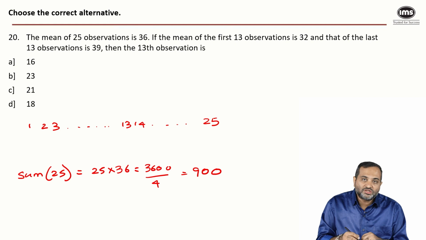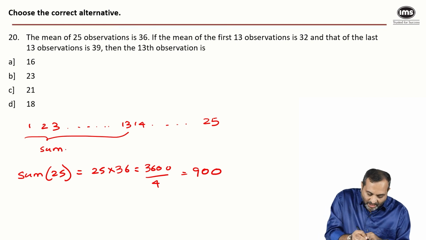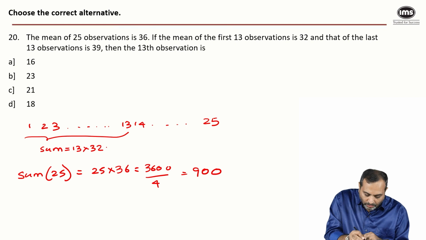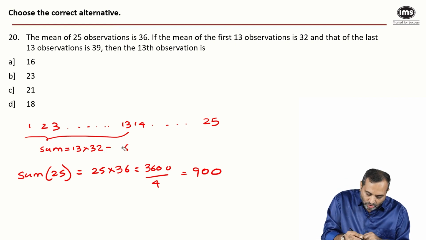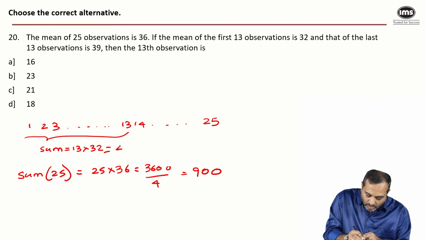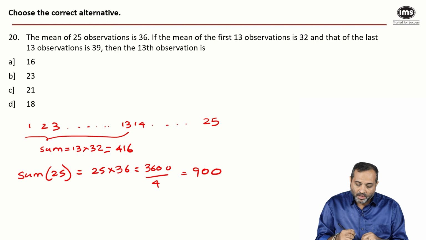The mean of the first 13 observations is 32. So can you find out the sum of these 13 observations? Can I say the sum is going to be 13 into 32? What is 13 into 32? 13 2s are 26, 13 3s are 39 plus 2, 416. So the sum of the first 13 numbers is 416.